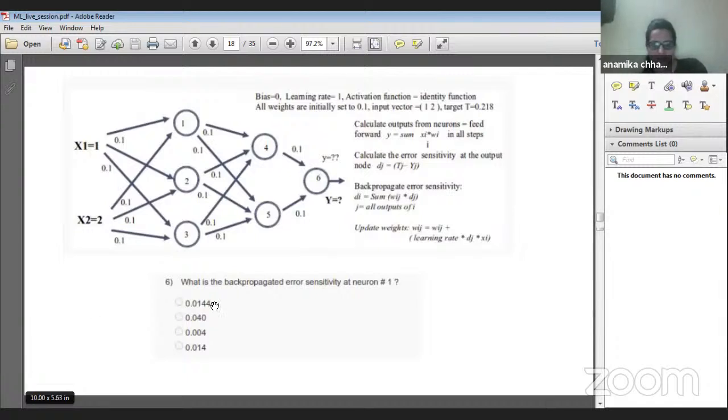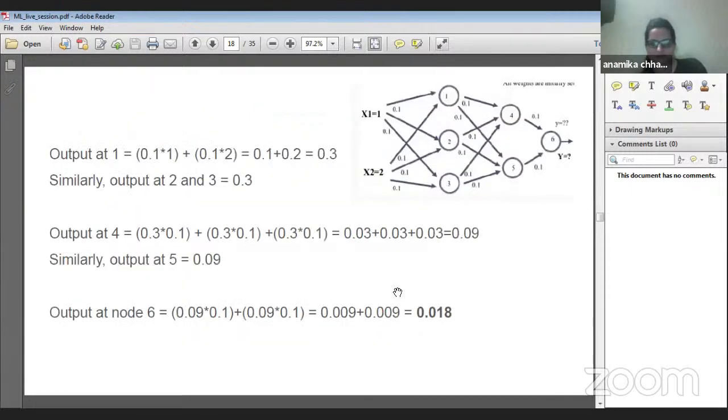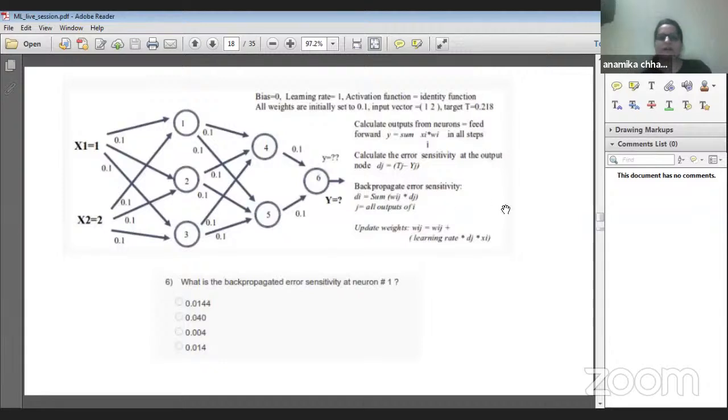So what they're asking is, what is the back propagated error sensitivity at neuron number 1? As I told you, we get some output at the output node, and then we compare it with the target, and we get the difference. So that is the error at this node, and that error we are going to back propagate to all the nodes. It goes step by step. Whatever error we get here, that is back propagated to 4 and 5. And then we do some computation, then that error is propagated to 1, 2, and 3.